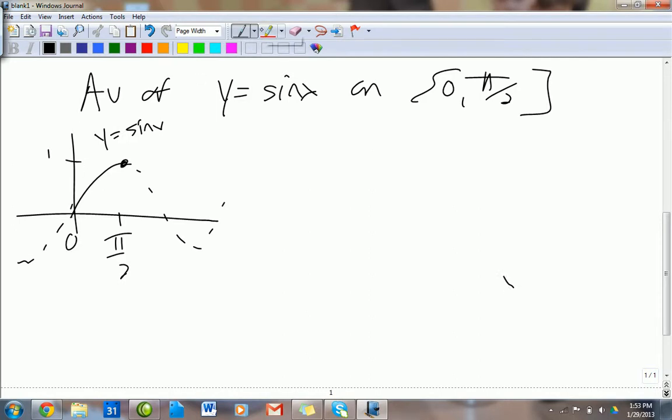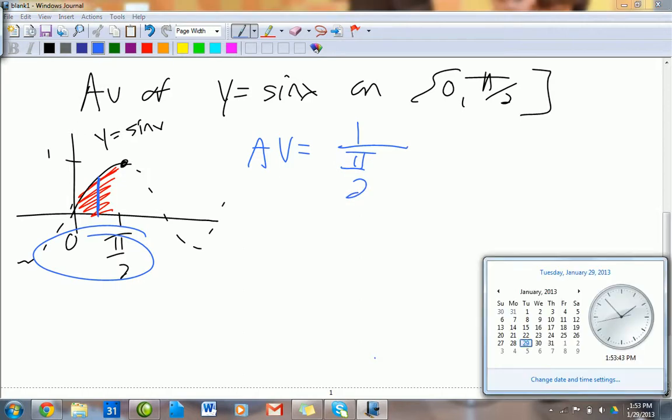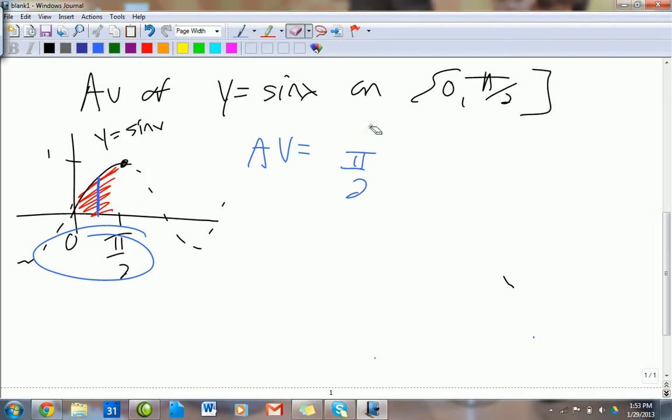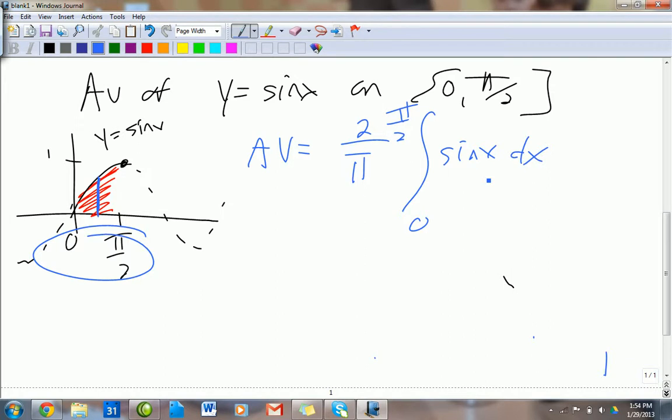Okay, so to find that average y value, average height, I'm going to find the area and then divide it by the length of the interval, which is pi over 2. So here we go. Average value is 1 over the length of the interval from 0 to pi over 2. Of course, that's just pi over 2. And 1 over pi over 2 is just 2 over pi. So I'm going to change that right now. So it's 2 over pi, which is 1 over the length of the interval, 0 to pi over 2, times the definite integral value, the area under the curve being the sine function, from 0 to pi over 2.